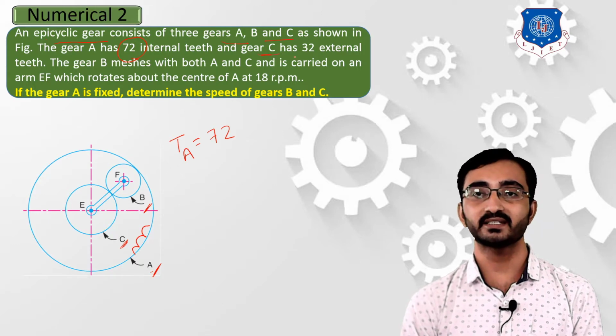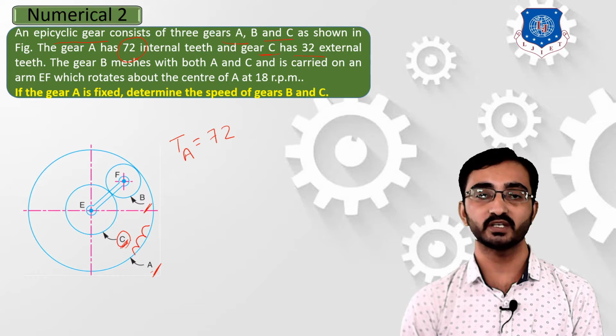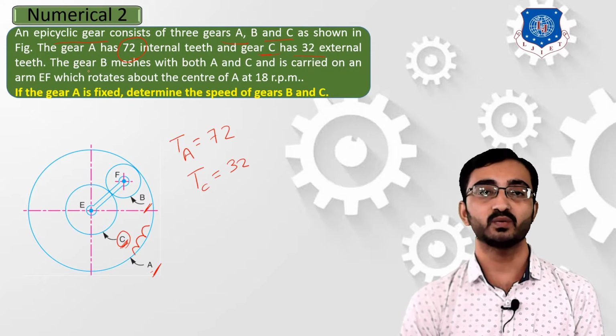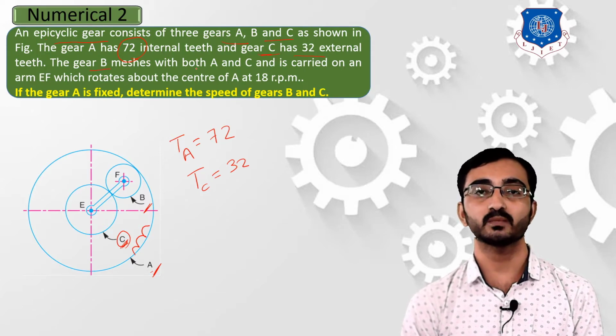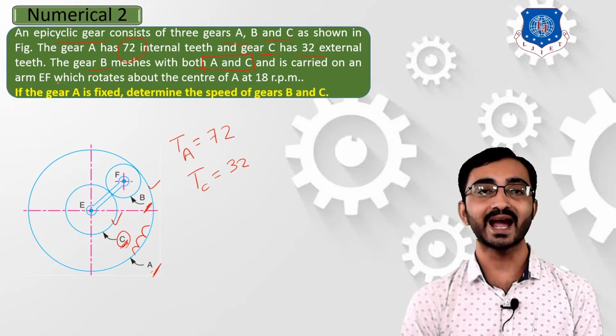Now the second data: gear C has 32 external teeth. So the number of teeth of gear C is equal to 32. Next, gear B meshes with both gear A and C. So we can identify that gear B is meshing with both gears, C and A, and it is carried on an arm EF. The next one is the arm.